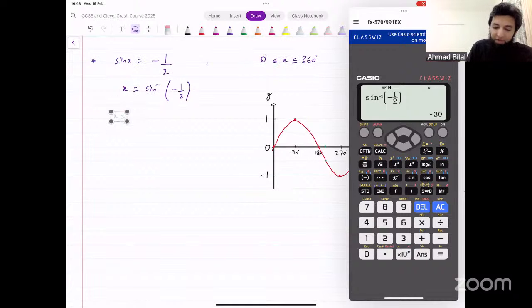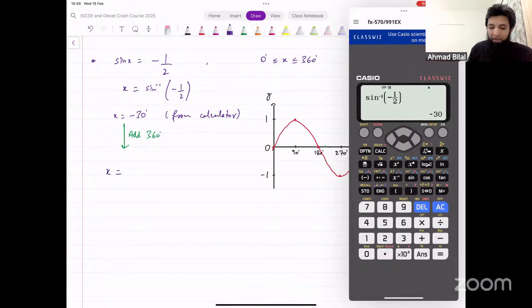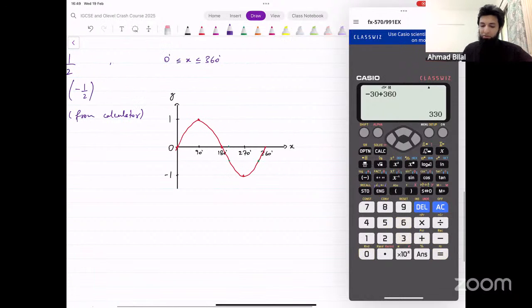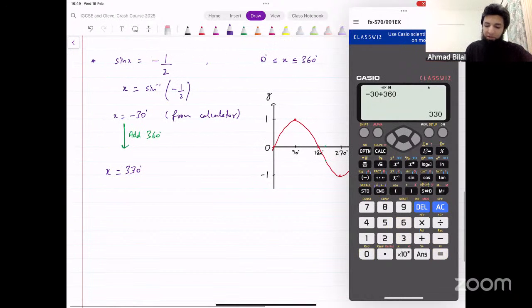Okay, so let me write that value from the calculator. This is the value that we're getting. What you're going to do is add 360 to that. This is outside the interval, right? This is negative. If you get a negative value, you add 360 to it. Now, when you do that, what do you get? x equals minus 30 plus 360. That's 330. And that will give you one solution. That's one solution on this graph.